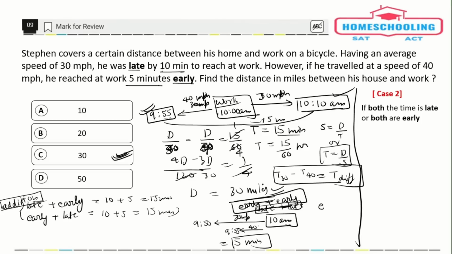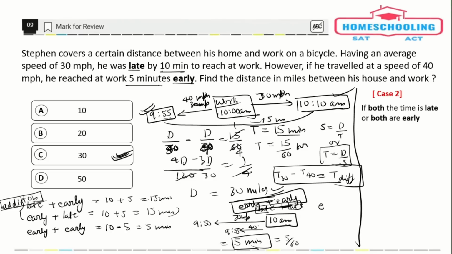So if instead of coming late, it is coming early by 10 minutes at 30 miles per hour, and at 40 miles, it is coming early by 5 minutes, the time difference will be 10 minus 5, that would be 5 minutes. So what we can write from here is early plus early would be subtraction. So the sign would be changed, instead of plus, 10 minus 5, that would be 5 minutes. And we can write this 5 minutes as 5 by 60.